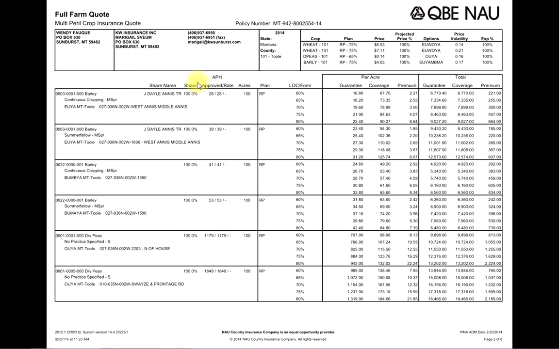So if you're going to seed, if you kind of know where you're going to seed each crop, you can go through and kind of write your acres in here, and then this will give you an idea what it's going to cost per acre per unit on your farm.